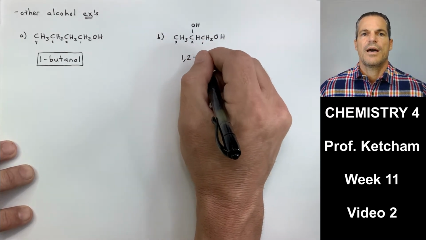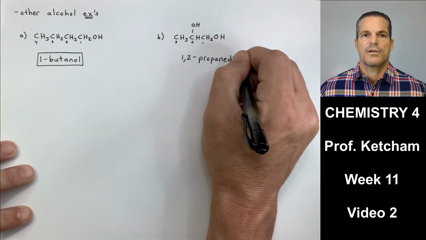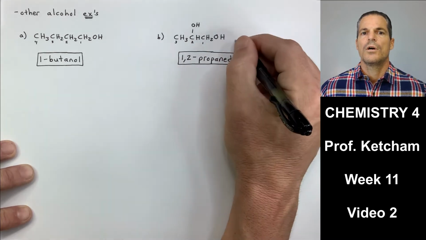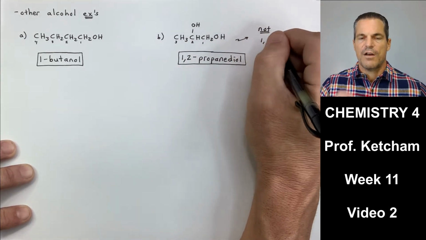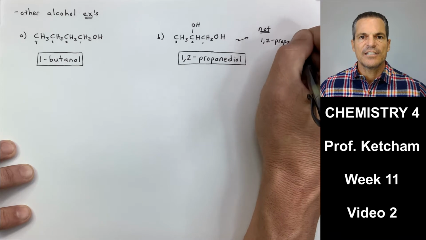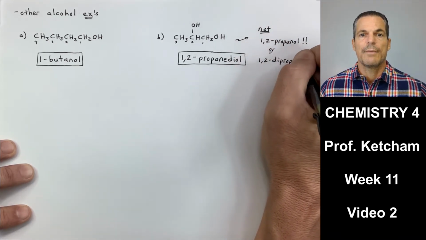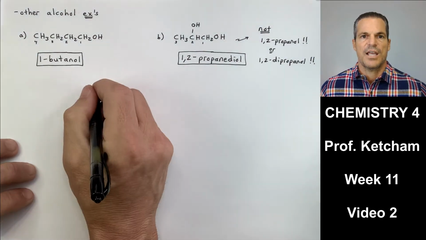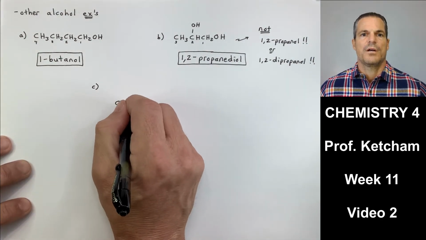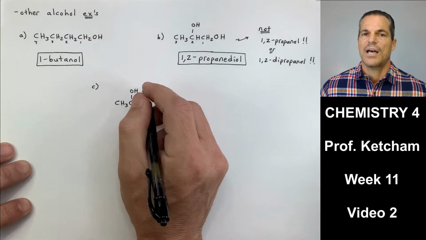For B, I have 2 OHs. Okay, so this is 1,2-propane-diol. Be very careful on the naming of this. Instinctively, almost every student I've ever taught wants to call this 1,2-dipropanol. Do not make this mistake. It's not 1,2-dipropanol. It's 1,2-propane-diol.